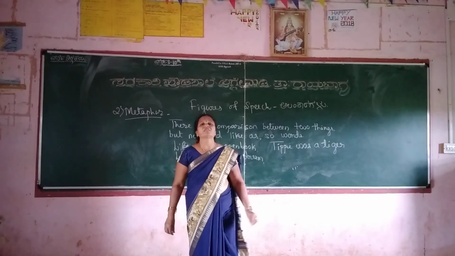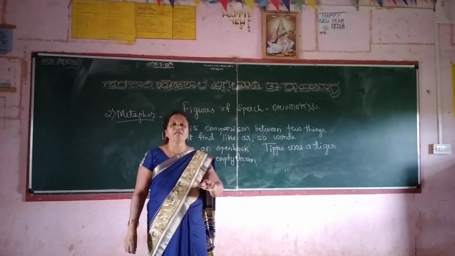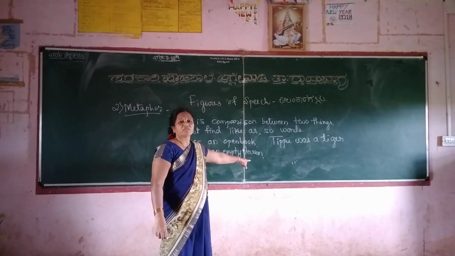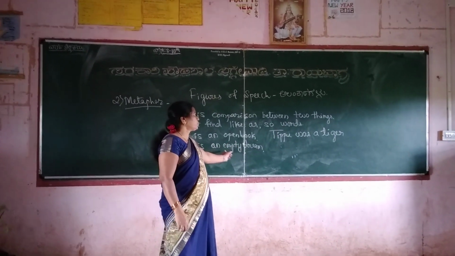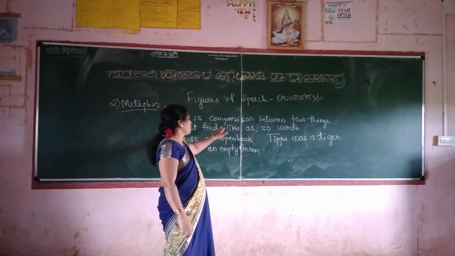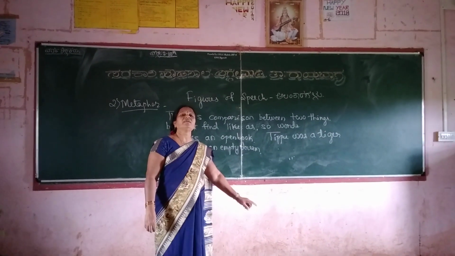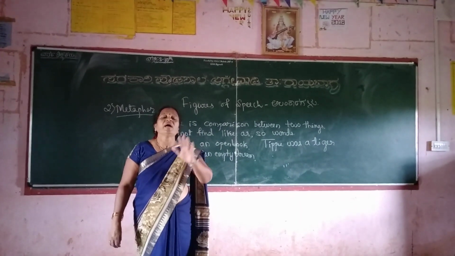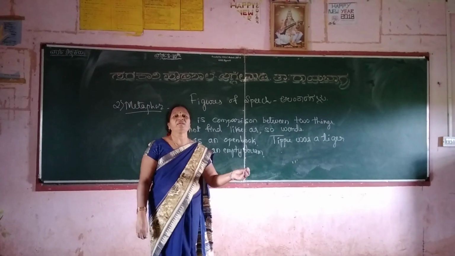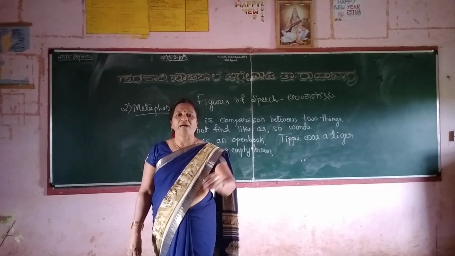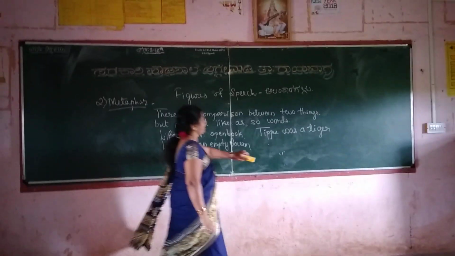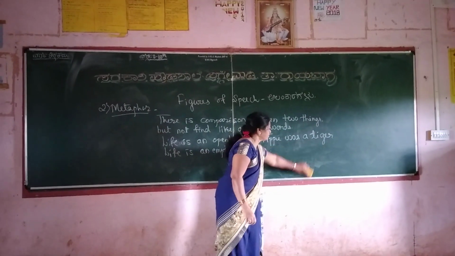The difference between simile and metaphor is that in simile, like, as, so words are used, but in metaphor, those words are not used. Directly we compare the thing to another thing. There are no comparison words. So metaphor and simile are the same, but metaphor is direct comparison and simile is indirect. We use comparison words to compare one person or thing to another. These are the examples of metaphor.